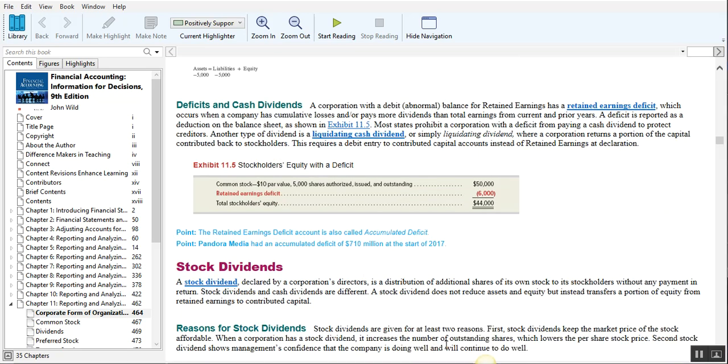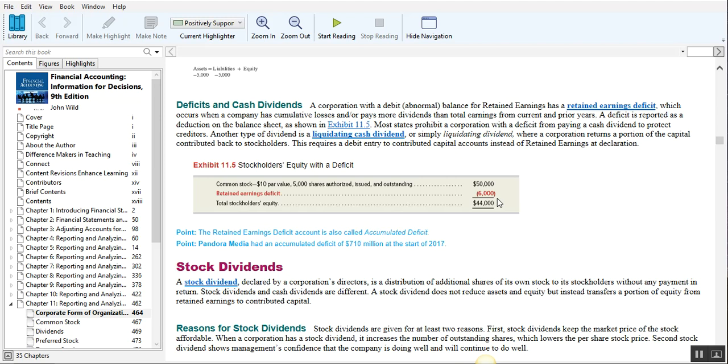It is possible that you will issue cash dividends if retained earnings are not enough to pay them. If you're issuing dividends when your retained earnings won't cover it, you'll create a retained earnings deficit, and it'll be shown on the equity section of the balance sheet this way. You'll have the common stock minus the deficit to arrive at the total stockholders' equity.